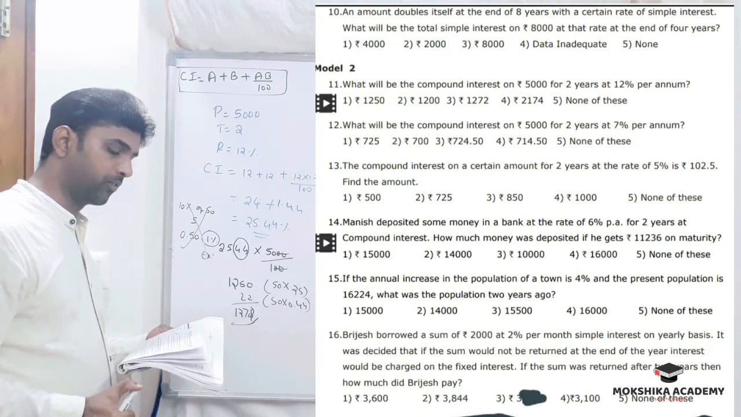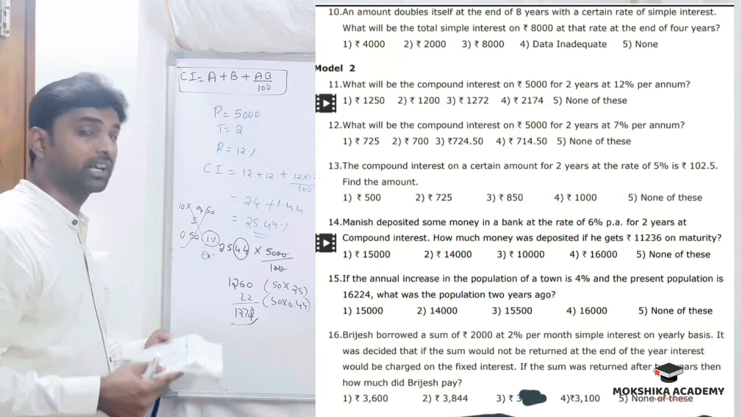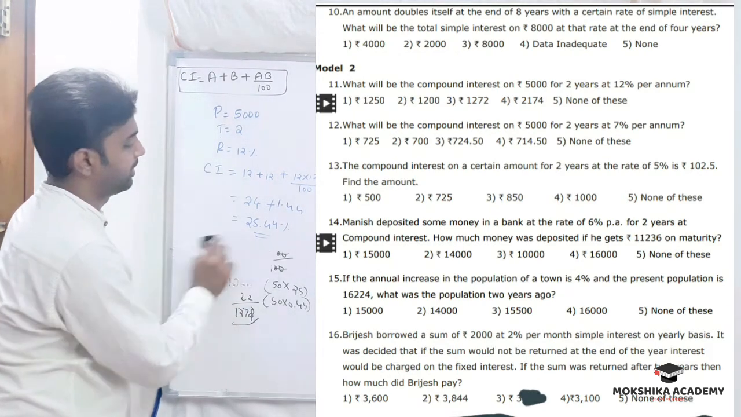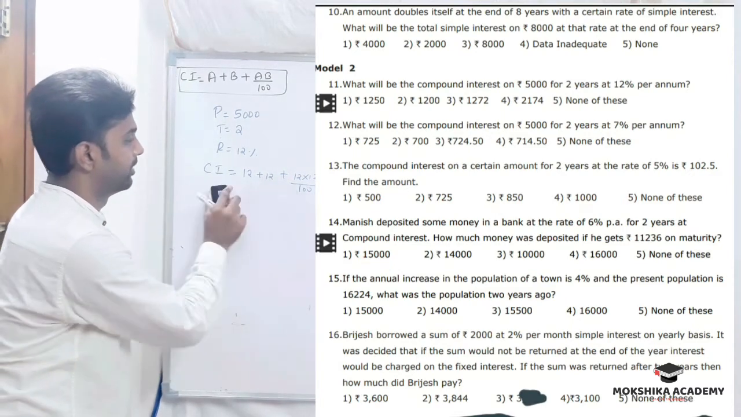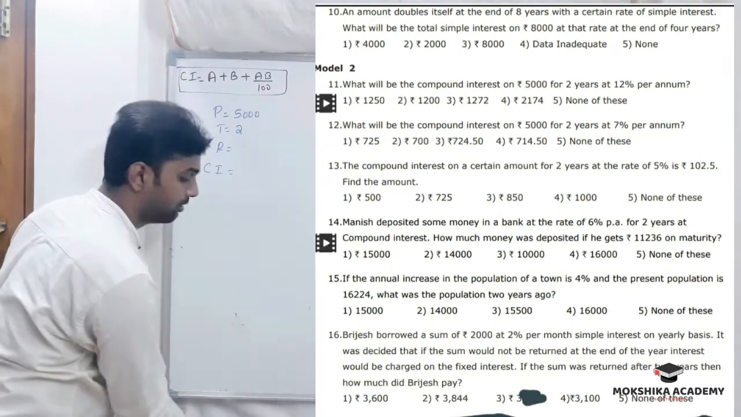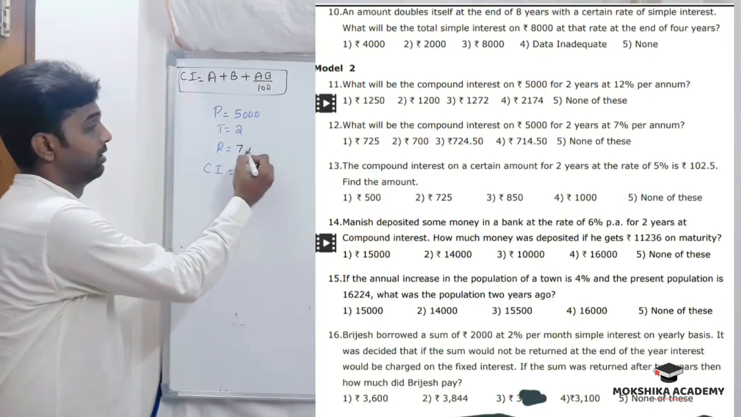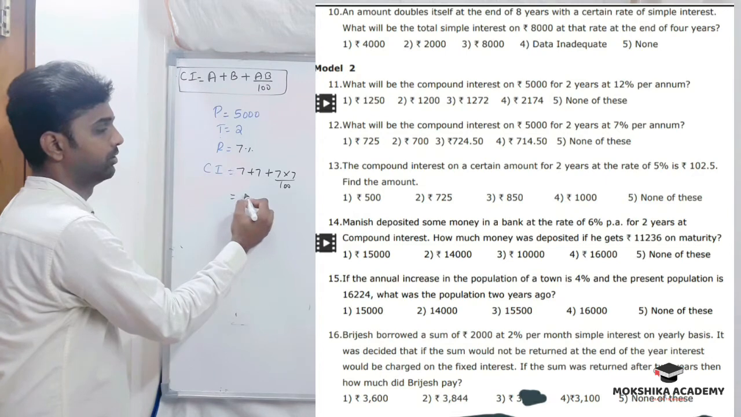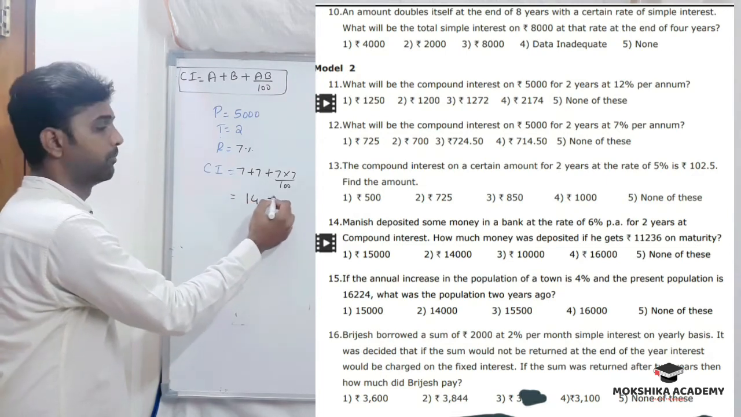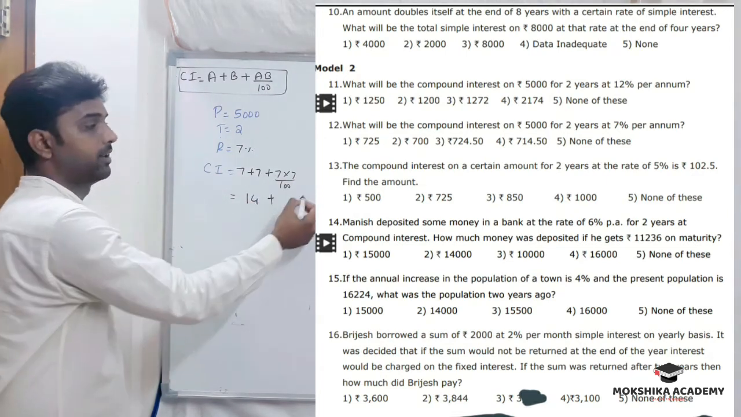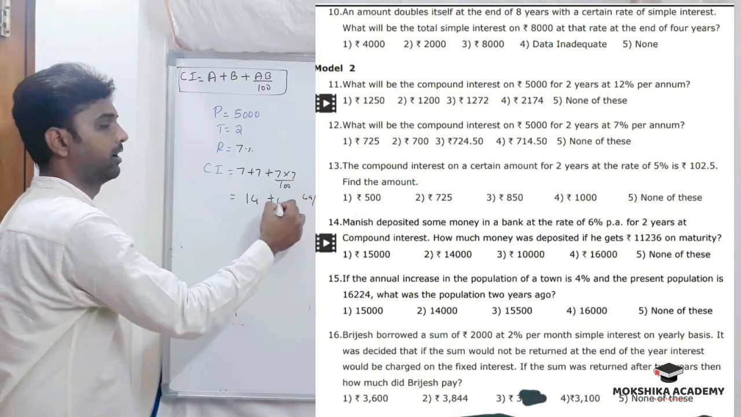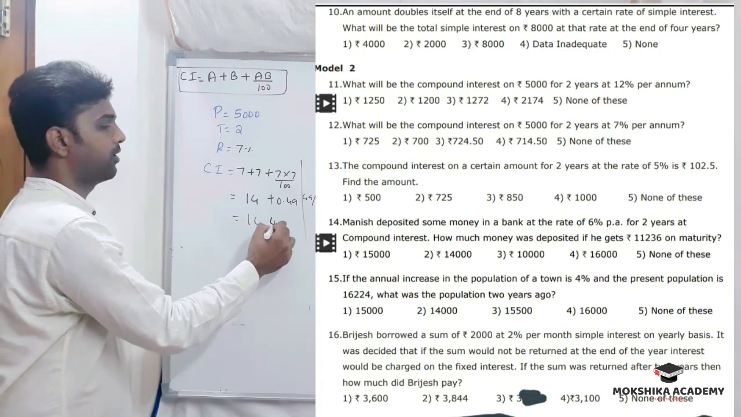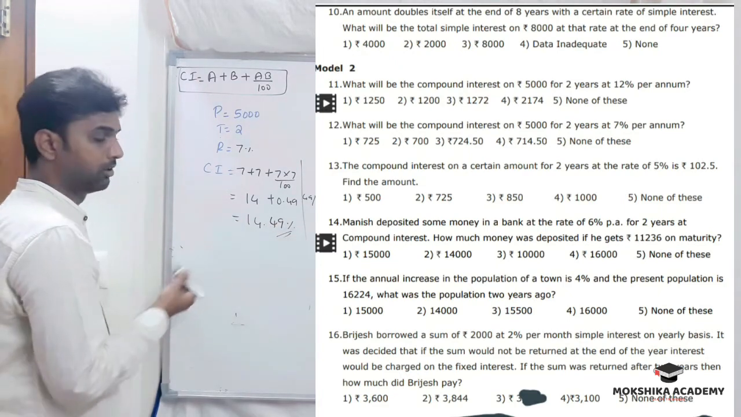Okay, look at the next question. What will be the compound interest on 5,000 for 2 years at 7% per annum? Same question, but instead of 12% they have given 7%. How will you do? Same method. So 7 plus 7 plus 7 into 7 by 100. So this will come to 14 plus, 7 7s are 49 by 100. 49 by 100 means 0.49. So 14.49%.